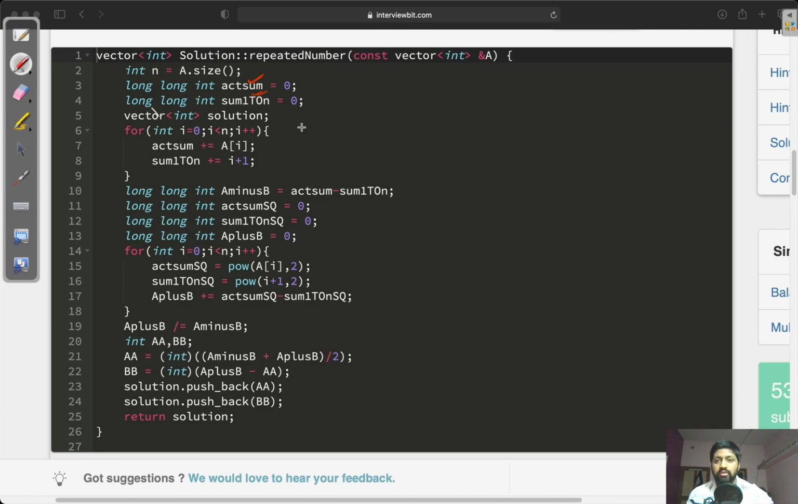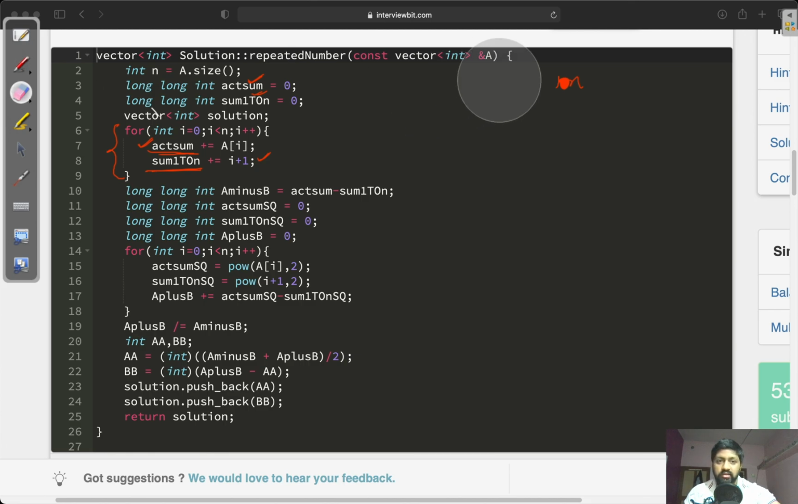to n. Now what we are going to do, just iterate in a loop, and whatever value is present in this array, we add those values to the actual sum one by one, because in actual sum at the end we have the sum of all the elements. Sum from 1 to n is simply 1 plus 2 plus 3 and so on, so that is i plus 1. So here we got actual sum and we got sum from 1 to n.